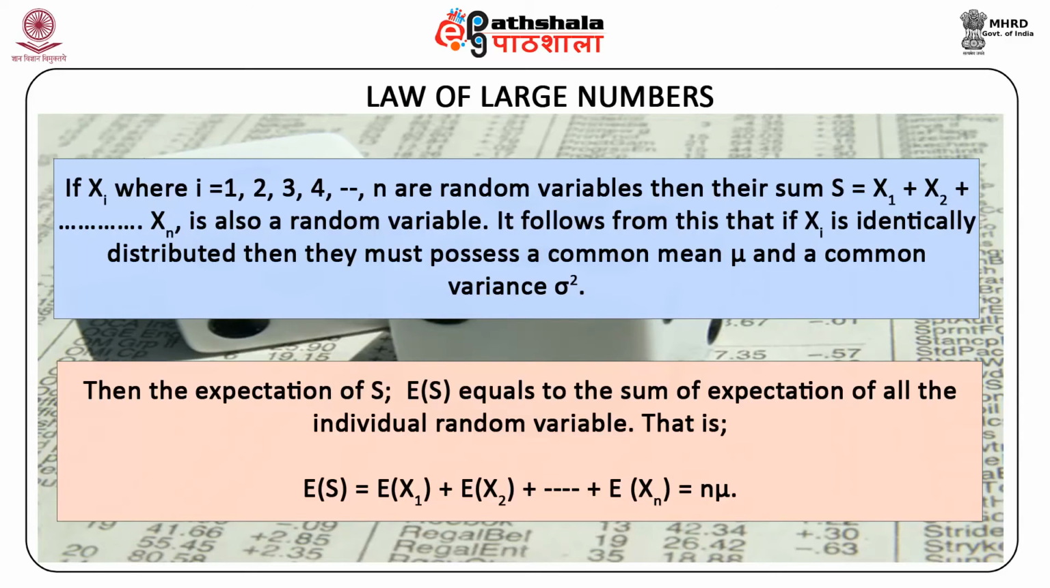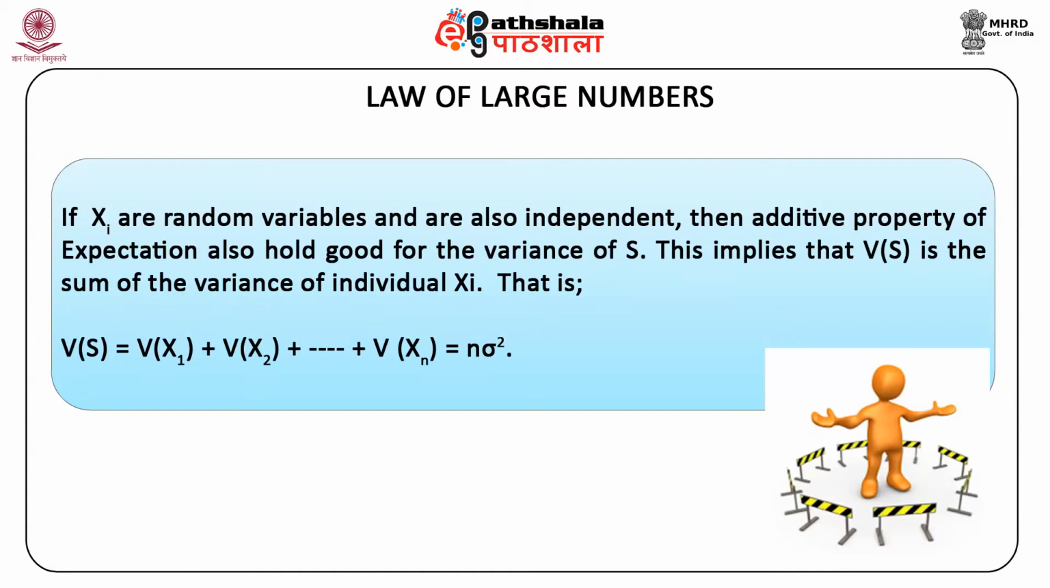Further, if the Xi are random variables and are also independent, then the additive property of expectation also holds good for the variance of S. This implies that V(S) is the sum of the variances of the individual Xi, that is V(S) = V(X1) + V(X2) + and so on + V(Xn) = n sigma squared.